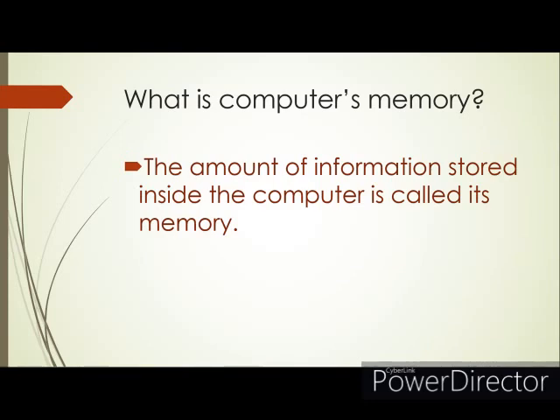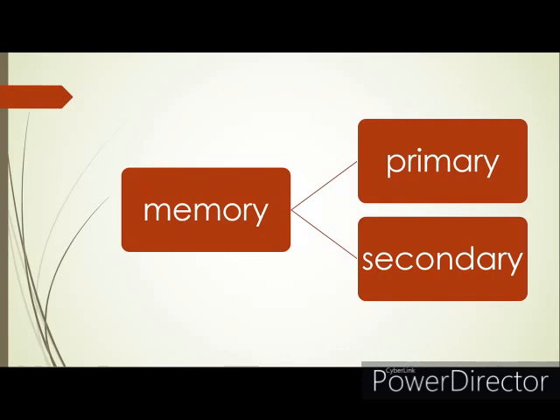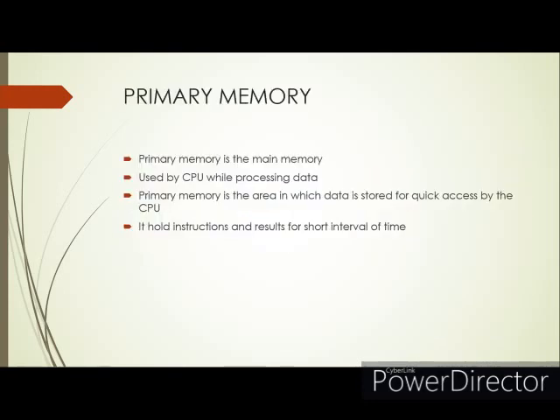And then memory is divided into primary memory and secondary memory. Primary memory is the main memory and it is used by the CPU while processing data. And it holds instructions and results for a short interval of time.